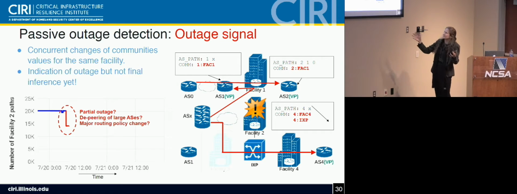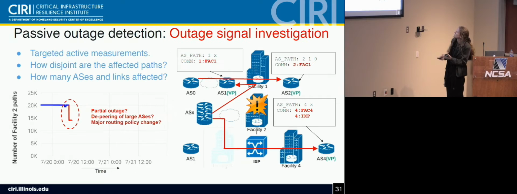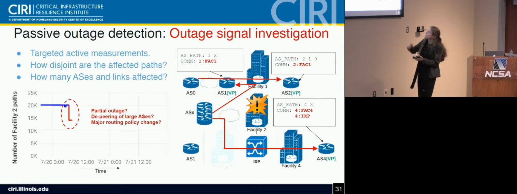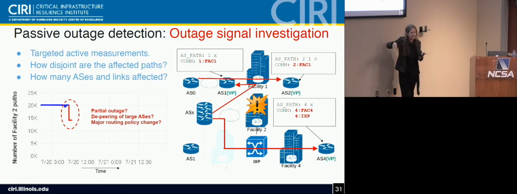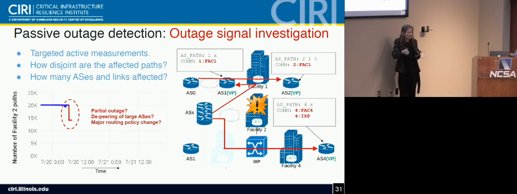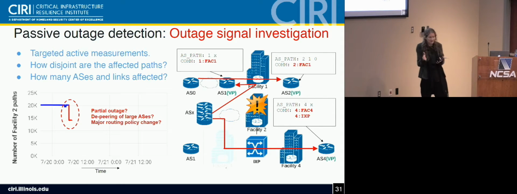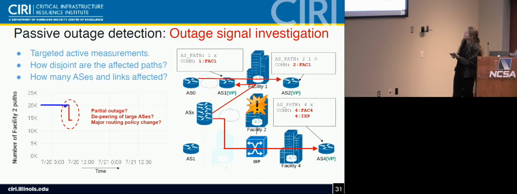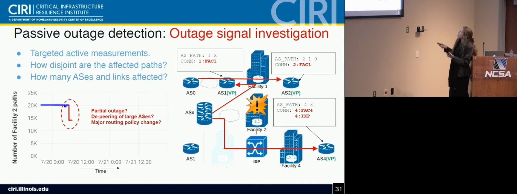So we're well into the space of guessing and heuristics, and we do this signal investigation here, which is we do some targeted active measurements from vantage points that we have around the world to try to go through that facility to see how many paths have actually been affected by what we seem to have inferred as an outage, and how disjoint are those paths.